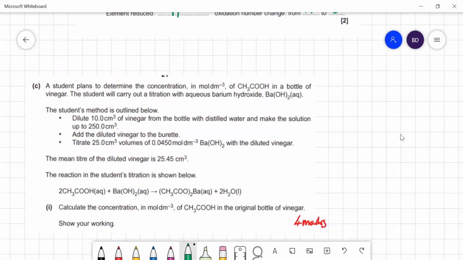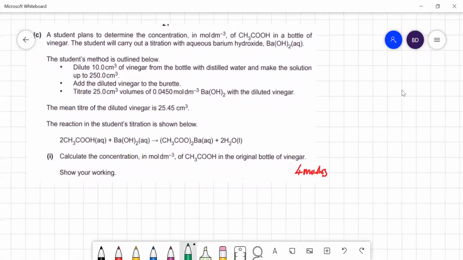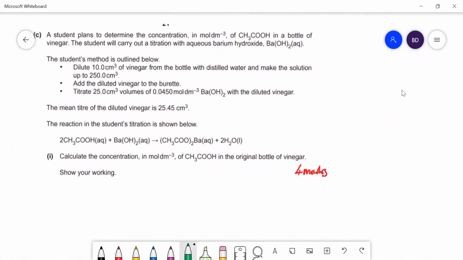Okay, a student plans to determine the concentration of ethanoic acid in a bottle of vinegar. The student will carry out a titration with aqueous barium hydroxide. So the method is outlined below. Let's draw a little picture. We're going to have a little bottle of vinegar, and you're going to take 10 centimeters cubed out of that, and you're going to make it up to 250. That's going to go into a volumetric flask.